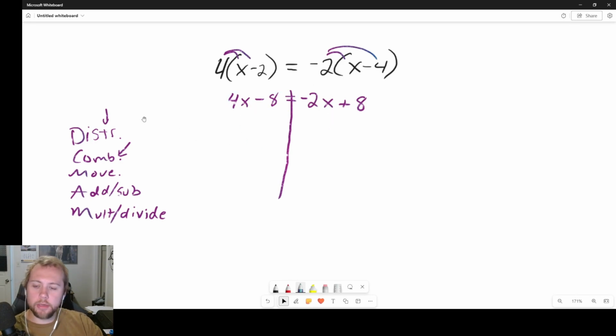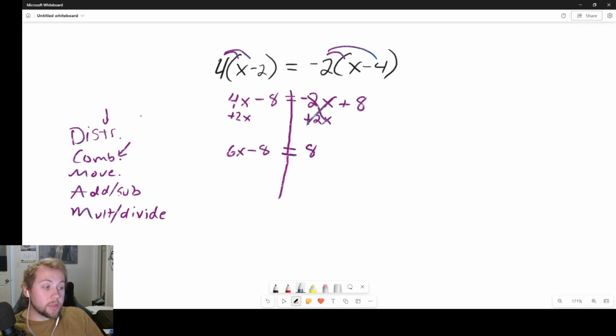When I say move the variable, I mean we need to get them all to the same side. So I need to get rid of them on one side. I'm scared of negatives, so I'm going to go ahead and add 2x. And if I add 2x there, I have to add it over here. That gets rid of the x's over on our right side. So now all of our variables are on the left side. 4x plus 2x is 6x minus an 8.